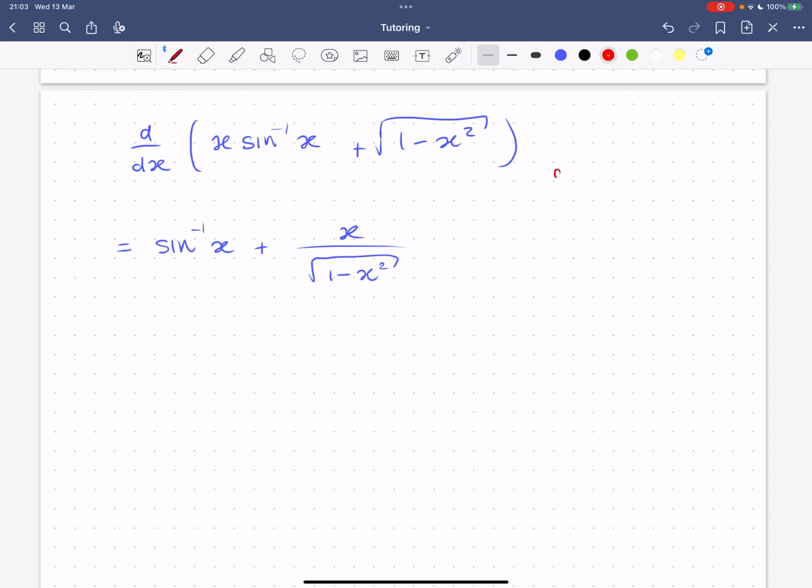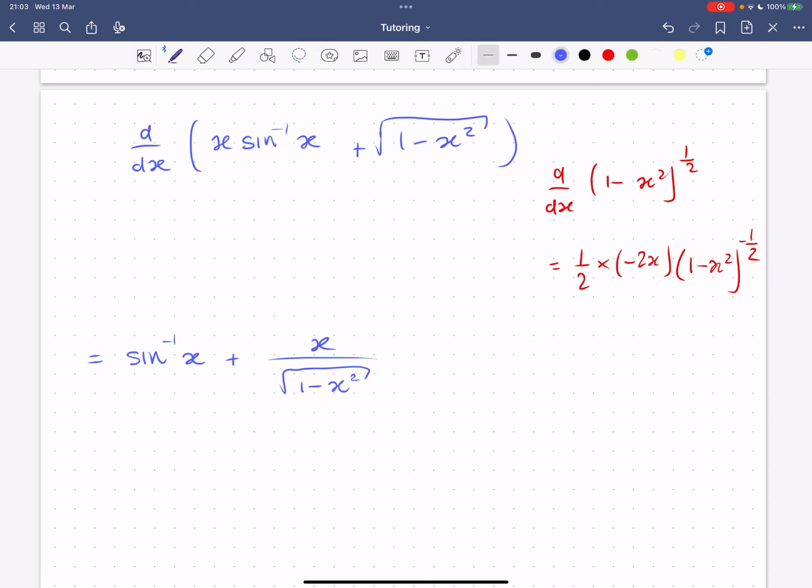Now to the side, if we want to differentiate 1 minus x squared to the half, we bring down the power, times it by the differentiation of the brackets, and subtract 1 from the power. So, if we have a look at that, the 2's will cancel, and we're going to have minus x over, that's a negative power, we put it on the bottom, the square root of 1 minus x squared. Now they kill each other, and we've got sine inverse of x.